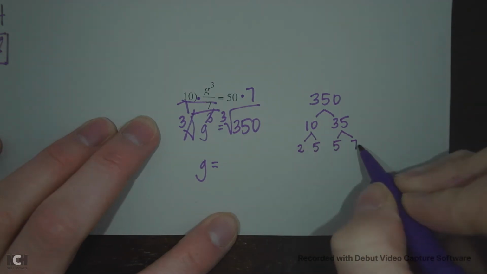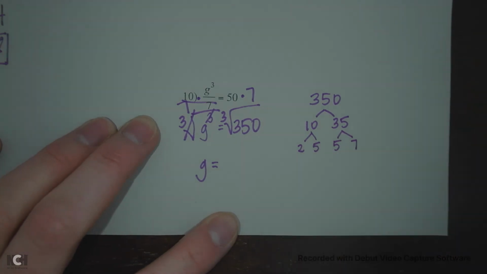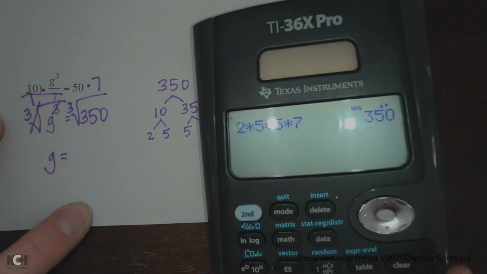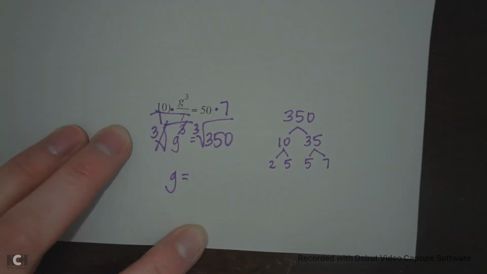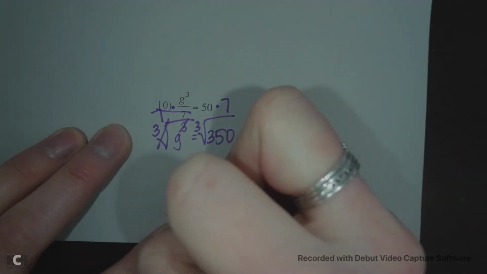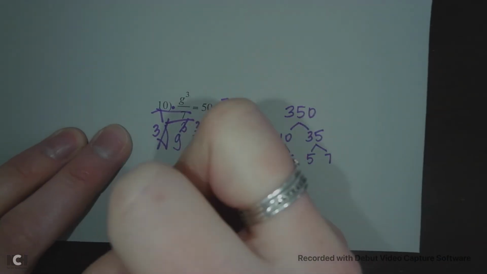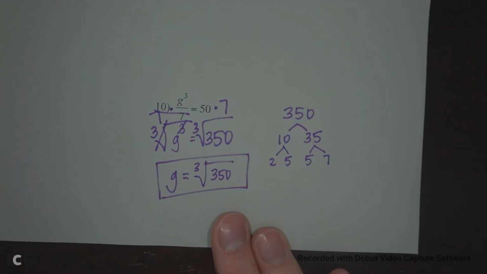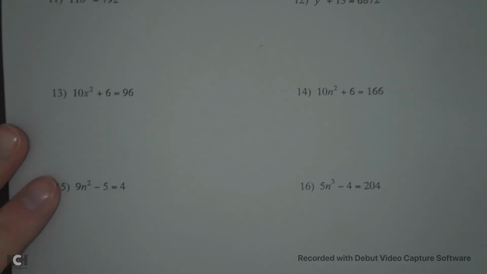So it looks like I don't have a triplet at all right here. And you can double check this by doing 2 times 5 times 5 times 7, and that gives us 350. So since we don't have any triplets, we can't reduce the radical, and we just leave it. So g is equal to the cube root of 350, and this is our answer. Sometimes they don't reduce, but a lot of times they do. Okay, let's do another one.